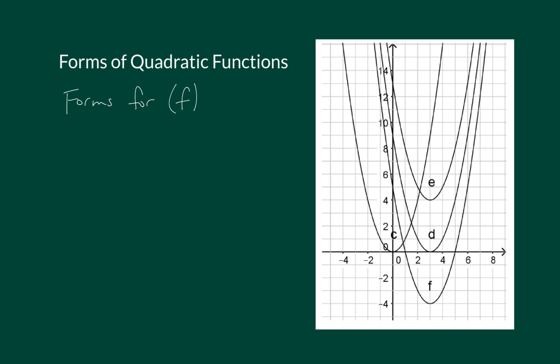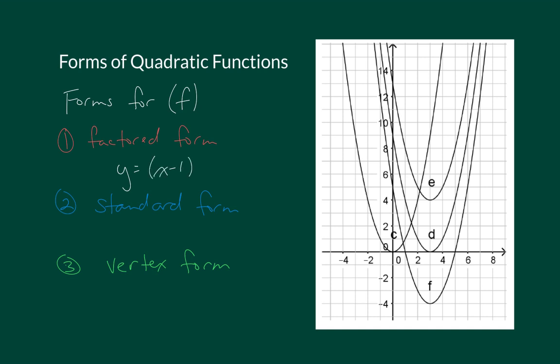I would say that you could express the equation for F in 3 forms. Number 1, factored form. Number 2, standard form. And number 3, vertex form. Factored form we already looked at. We said this one was easily expressed as (x minus 1)(x minus 5). Standard form is easily obtained by foiling out, or expanding and collecting terms of whatever we have from factored form.